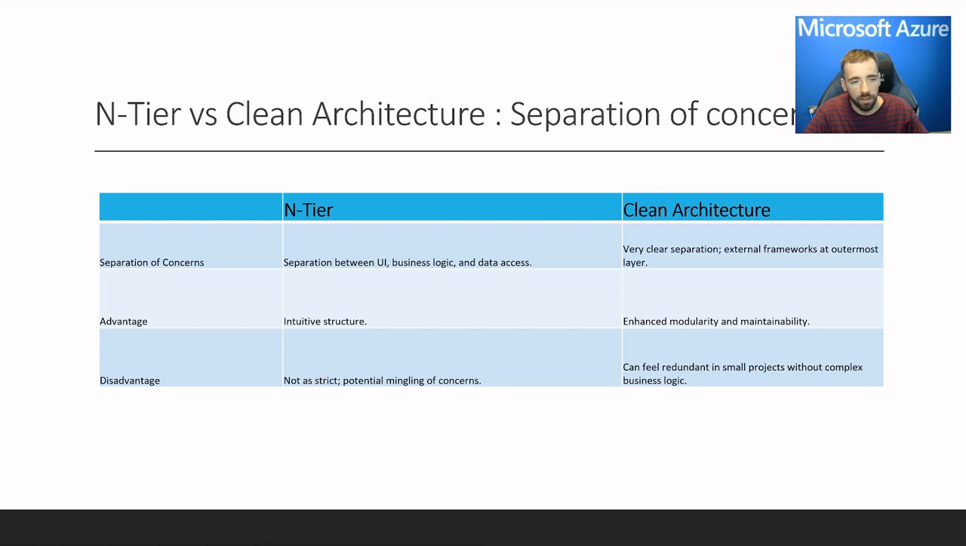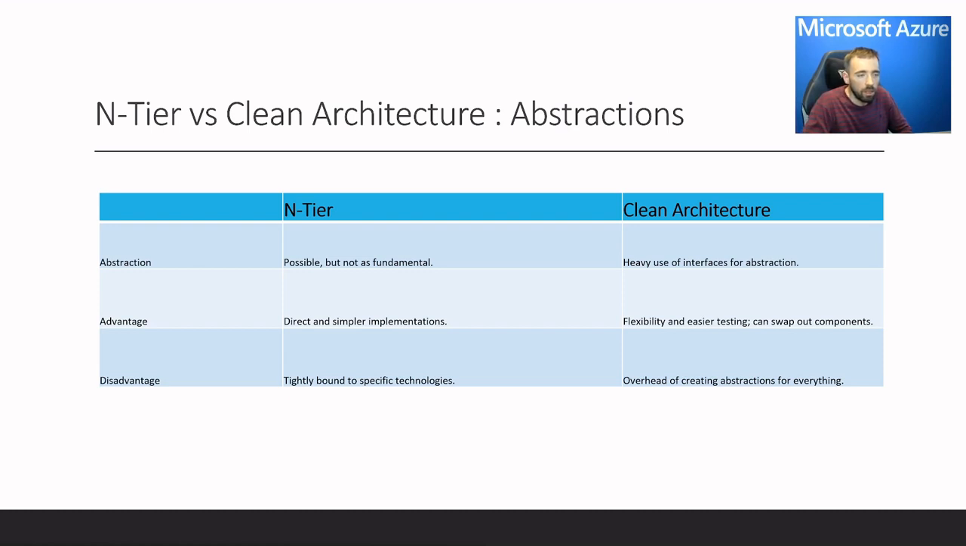Then in the clean architecture, it can feel redundant in small projects without complex business logic. So clean architecture is quite difficult to implement initially, and it can seem very complex for simpler projects. So it needs to be for the right project. It's not necessarily the right approach for every project, especially simpler applications.